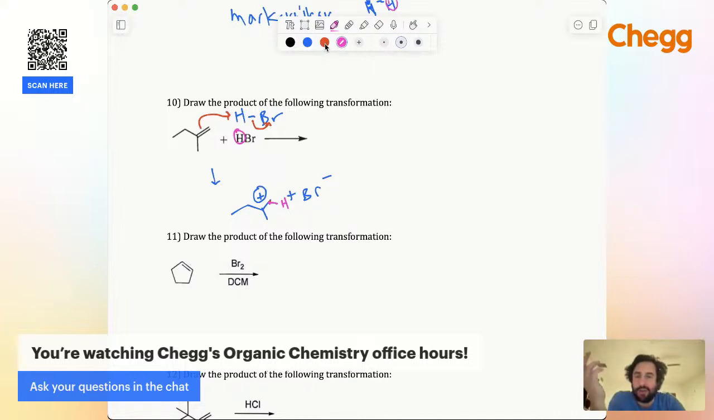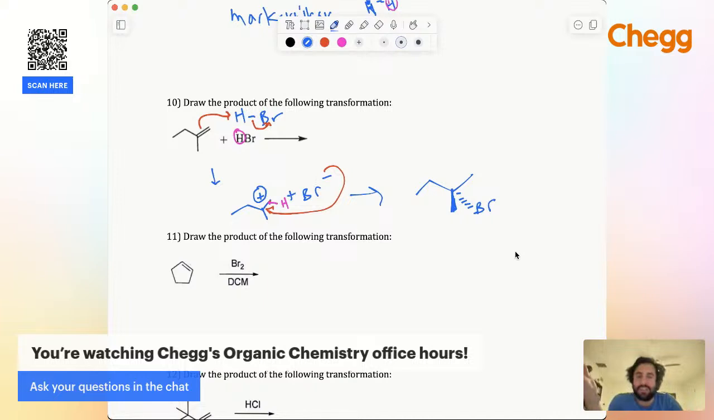Now, the next step is very easy, right? We have a negatively charged bromide anion, and then we have a positively charged carbocation. Well, minus meets plus. That's obviously what's going to happen. And then we get our alkyl bromide product. In this case, it doesn't matter which side, because we have identical methyl groups.